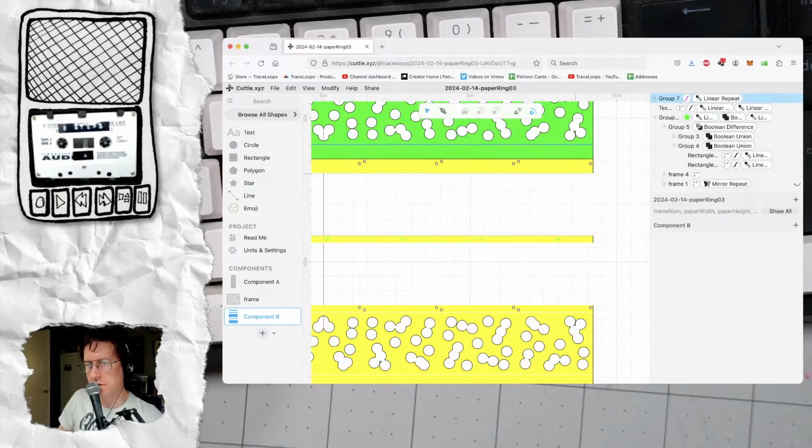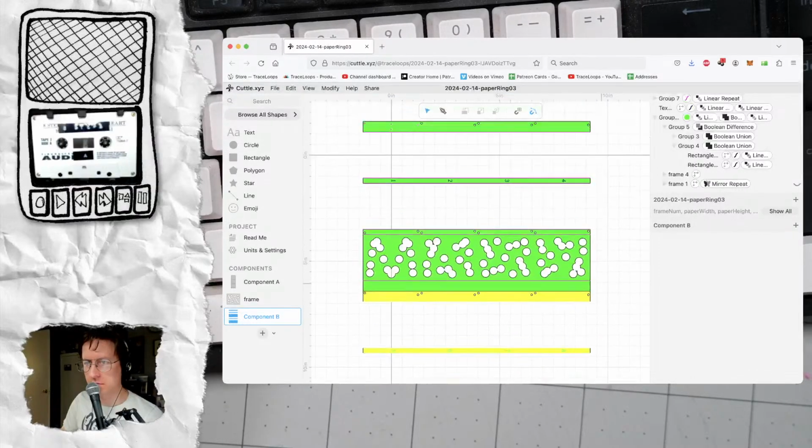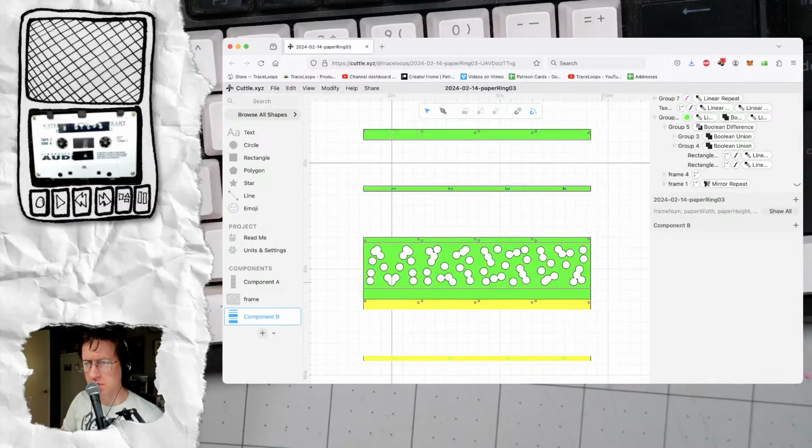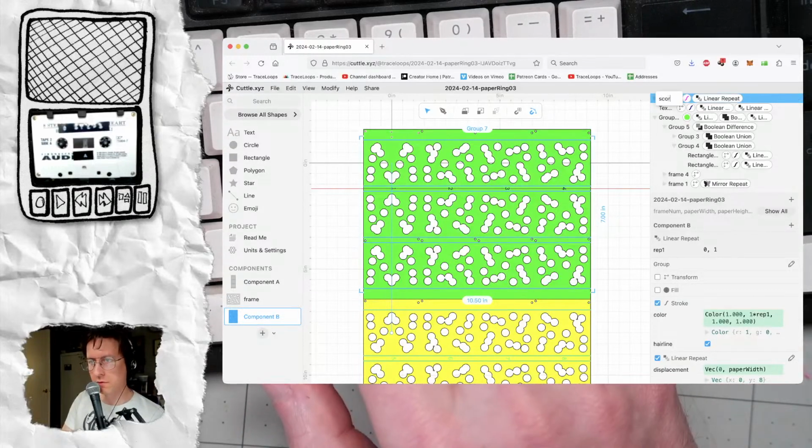Oh, I need cut lines. No, I don't, because these are different colors. This is running so poorly. Those are different colors. Now let's turn on the one that may or may not be making everything run. I do need cut lines. These are score lines.